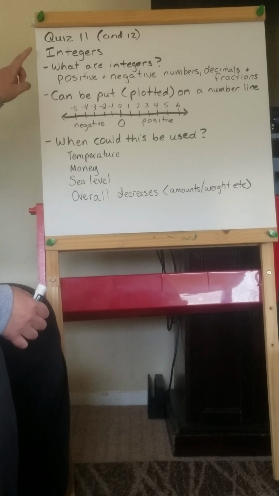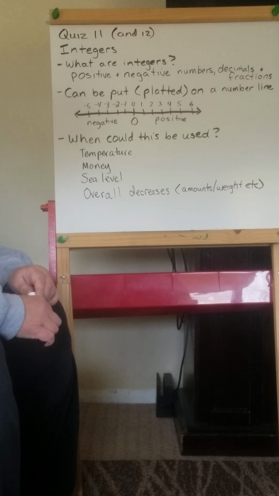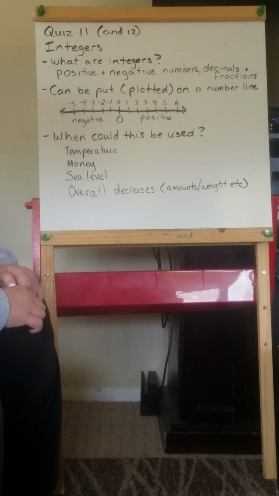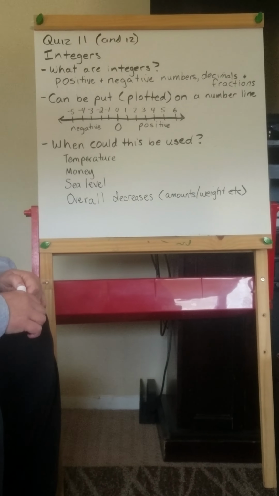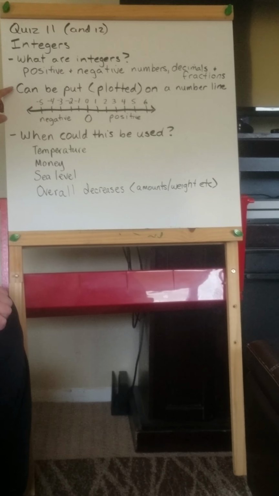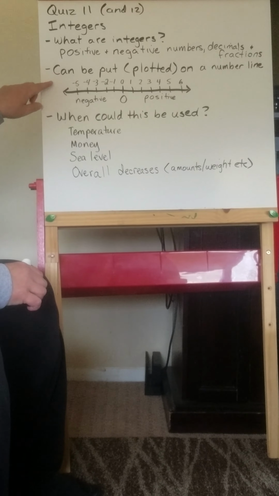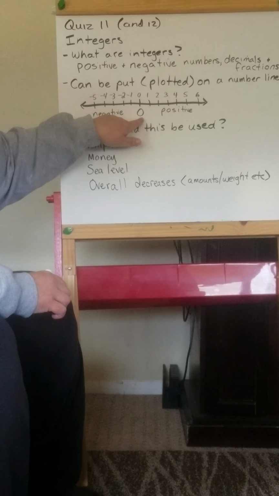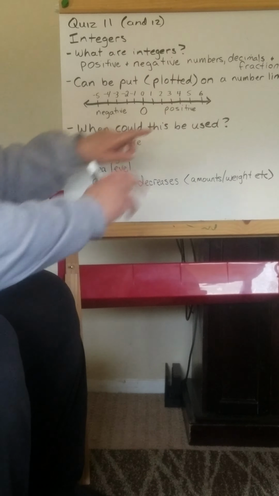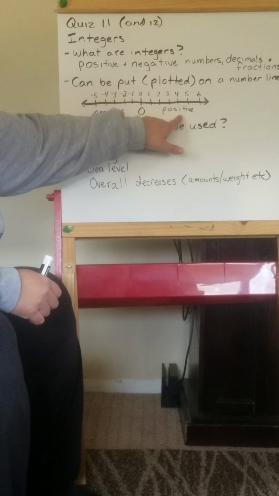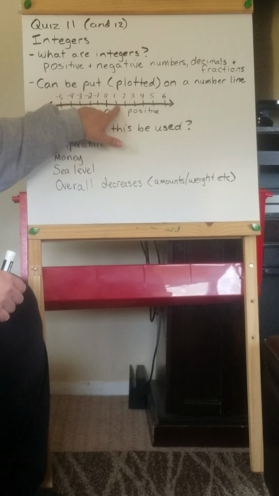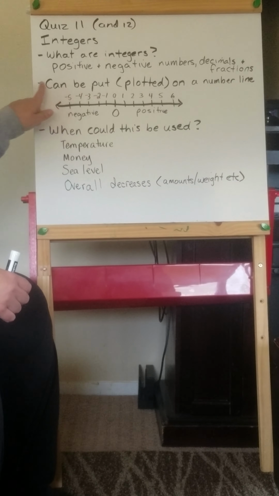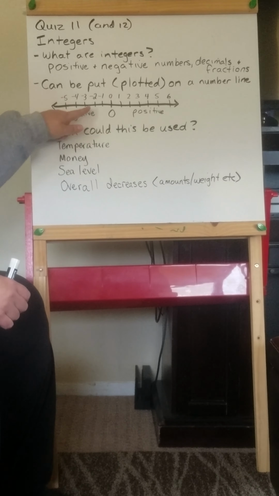Okay, so what is an integer? An integer is positive or negative numbers, including positive or negative fractions and decimals. They can be plotted on a number line. Here I've drawn a number line. In the middle of the number line is going to be a 0. On the right-hand side are your positive numbers. Notice I did 0, 1, 2, 3, 4, 5, 6. And on the left-hand side of the 0, those are where your negative numbers go.